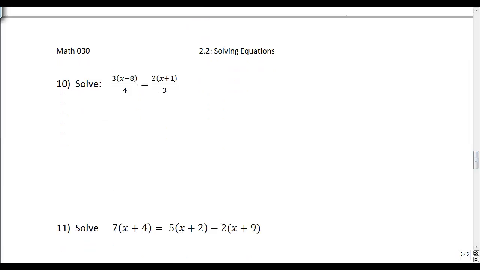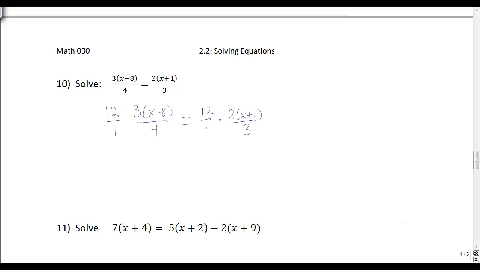Next one. I'm going to use our fractions again here. So what we're going to do is I see a 4 and a 3 as a denominator. I'm going to multiply both sides by 12 right away. And what I'm really going to do is multiply both sides by 12 over 1 times 2 times x plus 1 over 3.